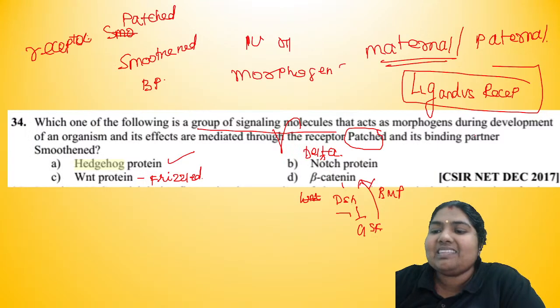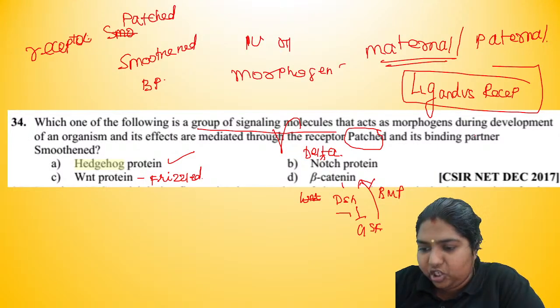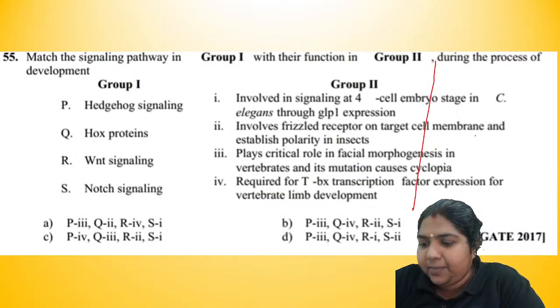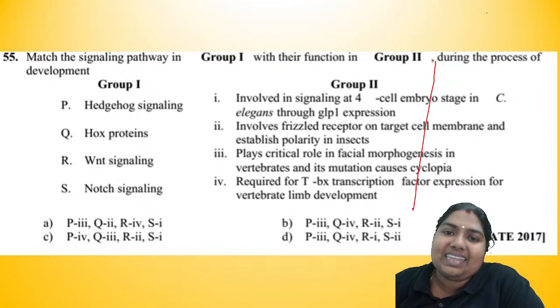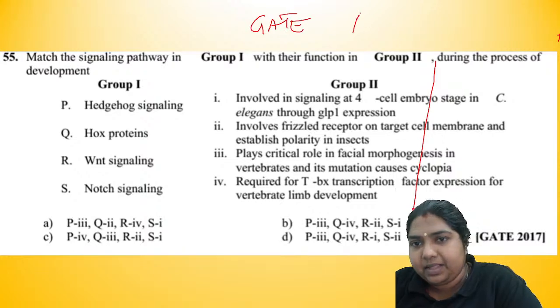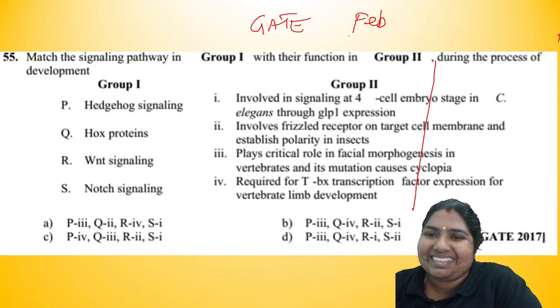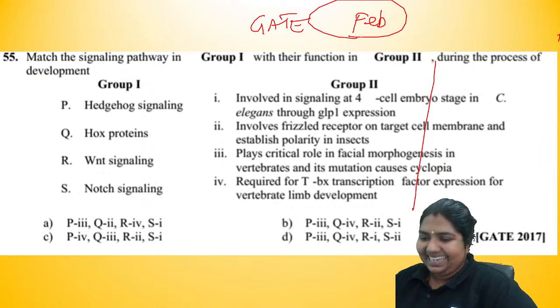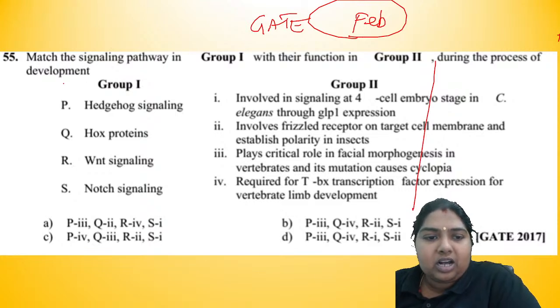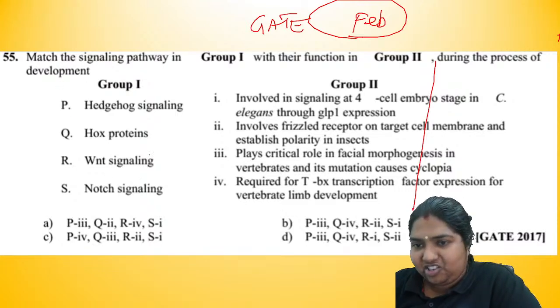This is a CSIR December 2017 question, and this is a GATE 2017 question. Whatever is asked in GATE is later asked in CSIR, because GATE usually occurs in February, and this was asked in December. So you have to be careful with the GATE paper if it is coming ahead. Anyhow, coming back here: Hedgehog, Fork head, Hox, Wnt, Notch.